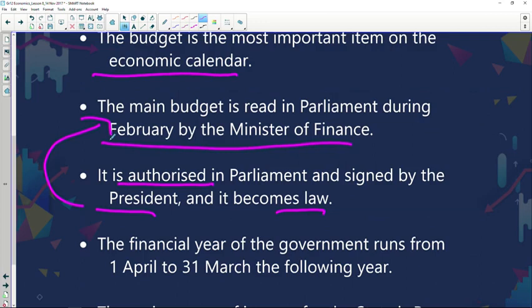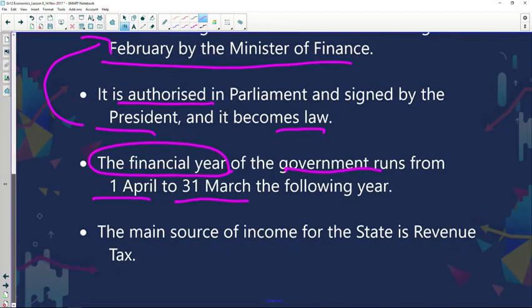The financial year of the government runs from the 1st of April to the 31st of March of the following year. We know that companies have different financial years, but the government has its own specific financial year, which runs from the 1st of April to the 31st of March the following year. So just be aware of that. That does make a nice multiple choice question. So just be aware of the little detail as we go along.